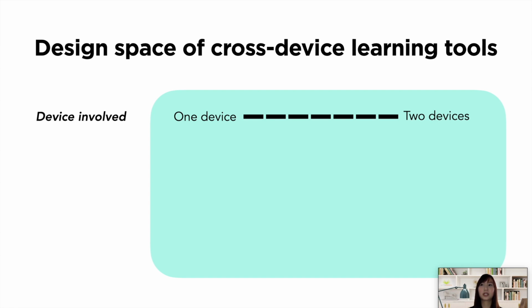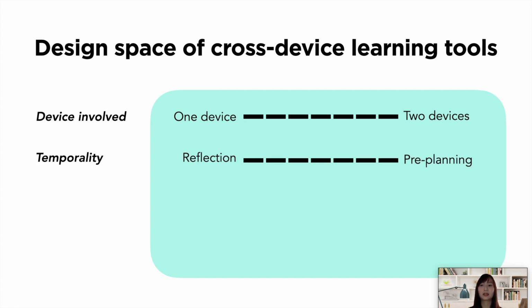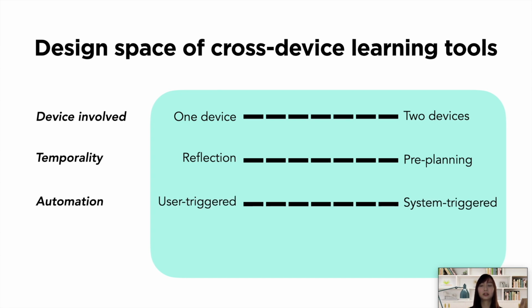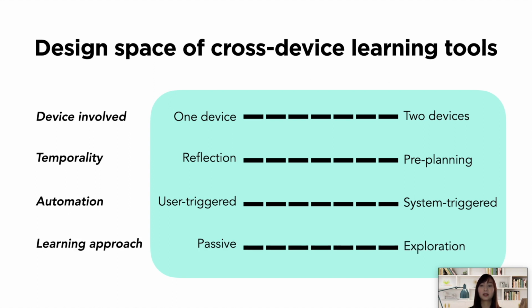First, device involved, focusing on how many devices are involved in the learning process. Second, temporality, focusing on when users want to learn. Third, automation, focusing on who triggers the learning process. Last, learning approach, focusing on how they want to learn.